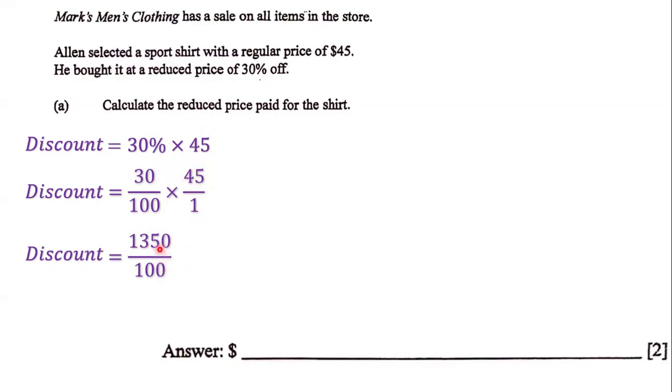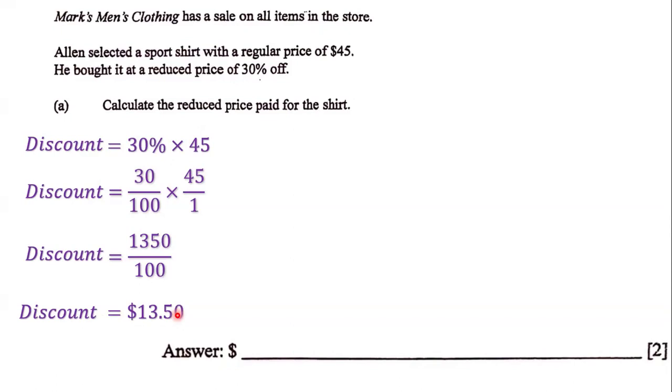Now we divide these two numbers. When we divide these two numbers, we get 13.50. And so that means that the amount of the discount is $13.50. But they want us to determine the reduced price paid for the shirt.